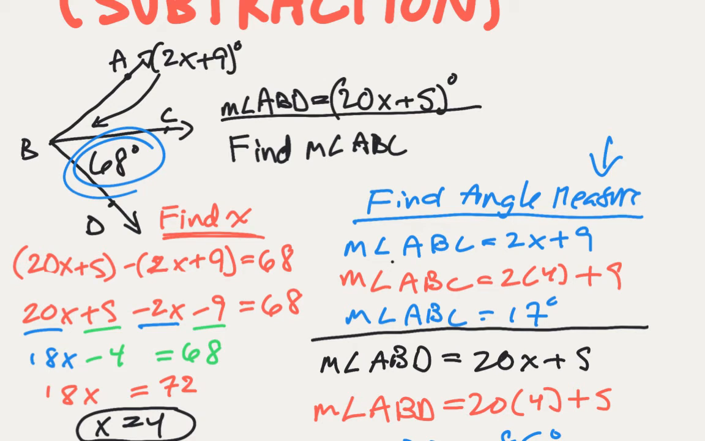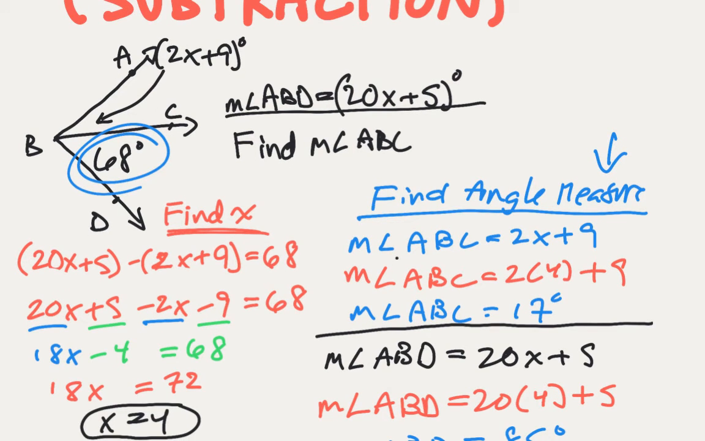So it worked. Again, any type of problem like this is always 2 steps. First, you have to find x. So you'll have to set up and solve an equation to find x. And then once you find x, if you're asked to, you're going to have to go back in and find angle measures based on it by just plugging x in. So 2 steps there.